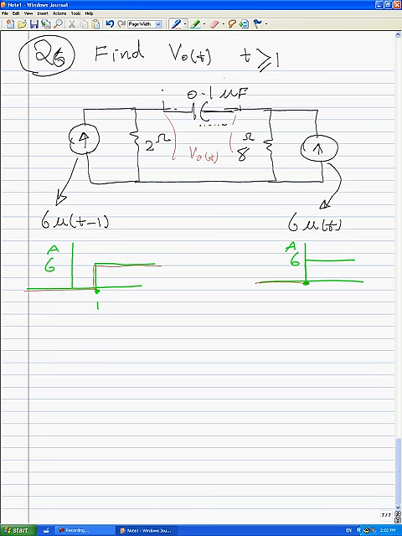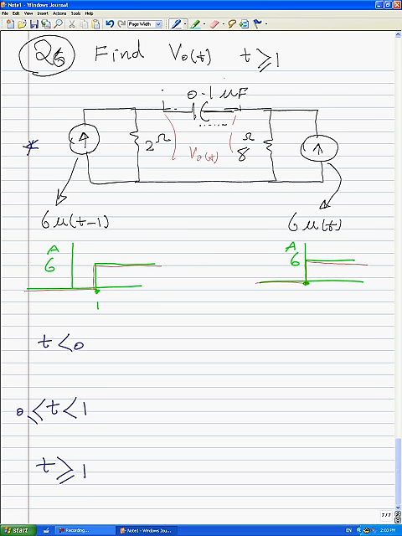That's why we should discuss three domains. First domain, t is less than 0. Second domain, t greater than or equal to 0 and less than 1. And last domain, t is greater than 1. This is an important aspect for solving any question like this. We should divide this circuit into three sub-circuits or three domains: less than 0, between 0 and 1, and greater than 1.